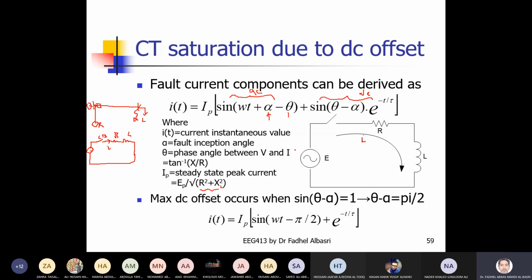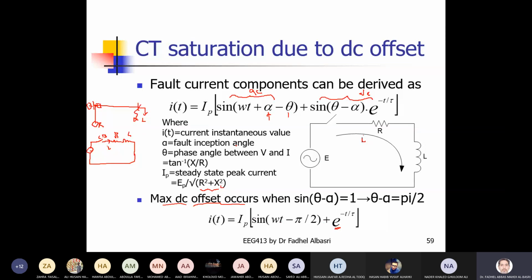As a worst case scenario, what I want to study is not where there is no DC. I want to study the worst case scenario, when the DC is maximum. This DC is maximum when this angle difference is 90 degrees, which makes the sine here 1. So I'll assume sine of 1, when theta minus alpha is pi over 2, which is 90 degrees. This is the worst case scenario. We call it the maximum DC offset condition, with maximum DC components.